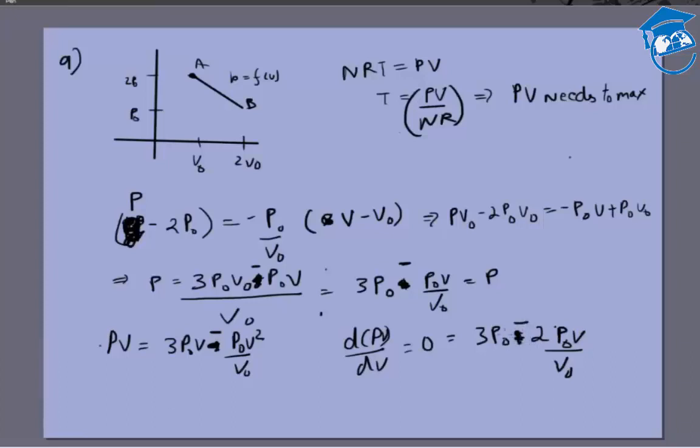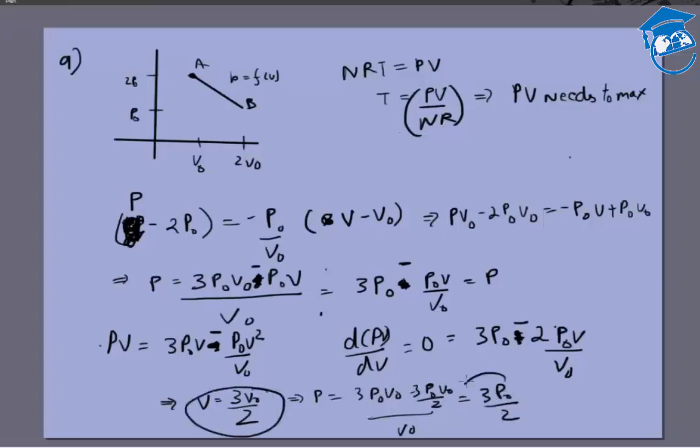So this is minus. And from this, we can get V is equal to 3V0 by 2. And you can put this in the original equation to get P, or directly here, which will give me P is equal to 3P0V0 minus P0V, or minus 3P0V0 by 2 by V0, which gives me 3P0V0 by 2, so 3P0 by 2. So V is 3V0 by 2, P is 3P0 by 2.